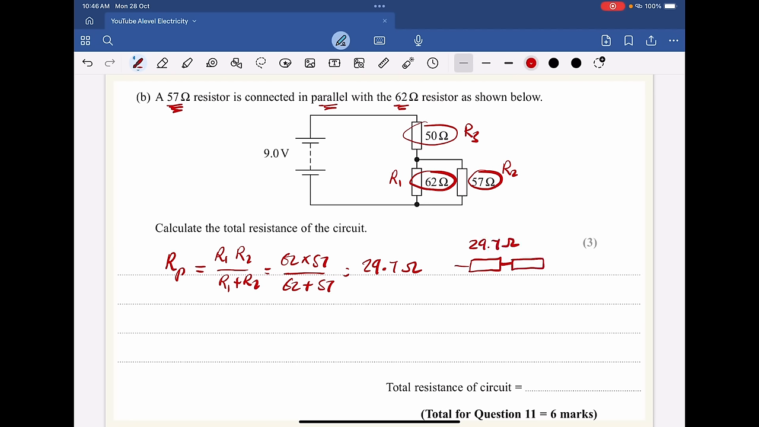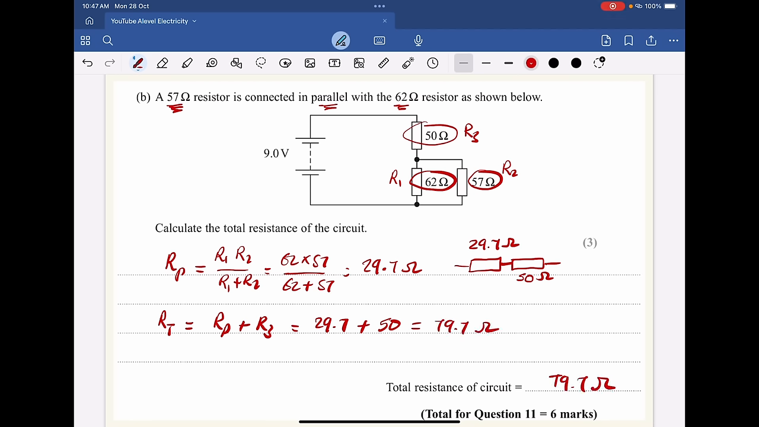This one must be still in connection with the 50 ohm. So now we have a new electric circuit made of the sum of 62 and 57 as 29.7. And in addition, we have 50 ohm in series with the 29.7. So R total equals the R parallel from the previous step plus R3. 29.7 plus 50 ohm, you will get 79.7 ohm.